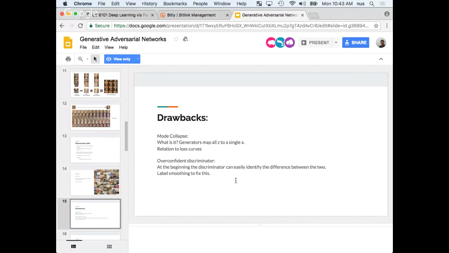The other problem is the problem of overconfident discriminators. So initially, when you're starting to train the discriminator, you're basically getting noise as the input image from the generator. So it becomes really overconfident at saying, oh, I know this is clearly fake, and then this is not. So then it becomes overconfident, and it sort of affects the results in the long run.